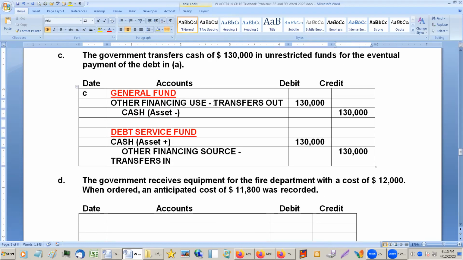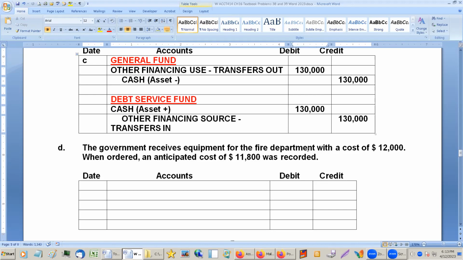Okay, so the general fund's going to have a transfer out. The debt service fund's going to pick it up as a transfer in.